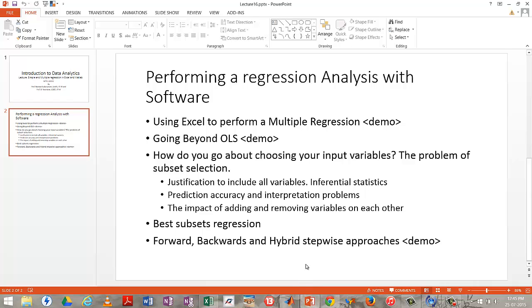But the problem becomes that there you're using only an inferential statistic to decide which gets included and which does not.